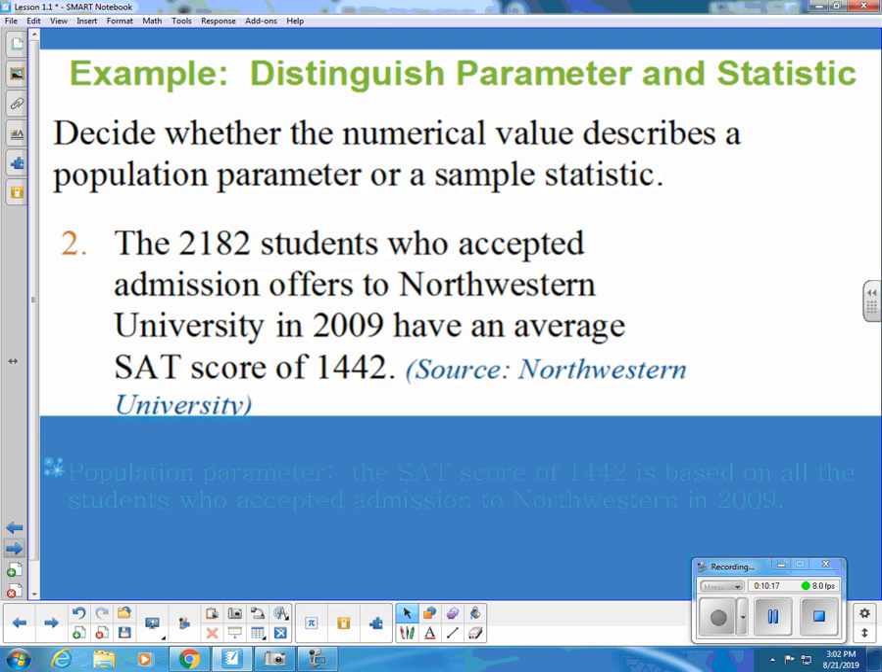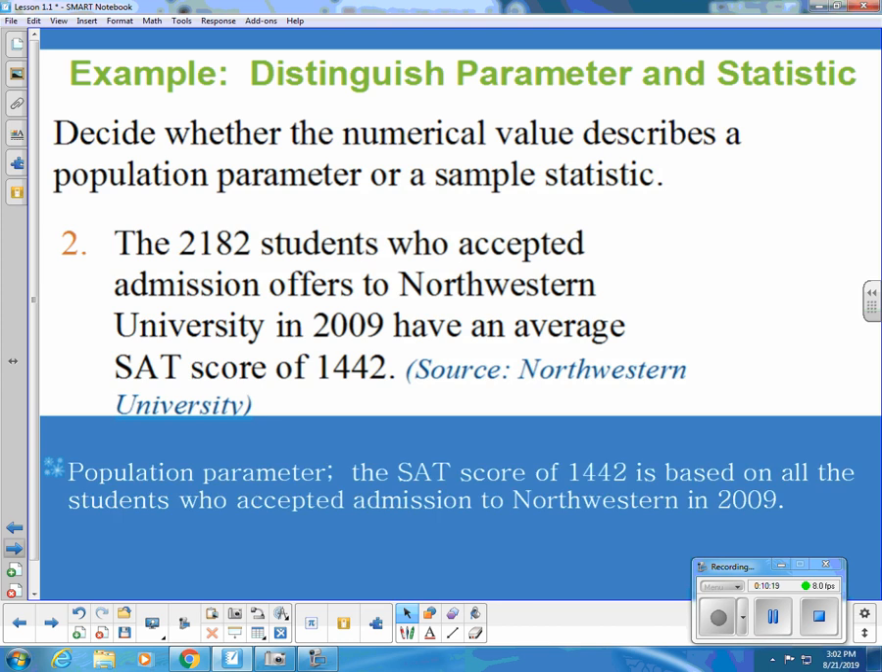Okay, so that is going to be a population parameter. Okay, because all the students were being used from that particular class, 2009. Okay? All right.